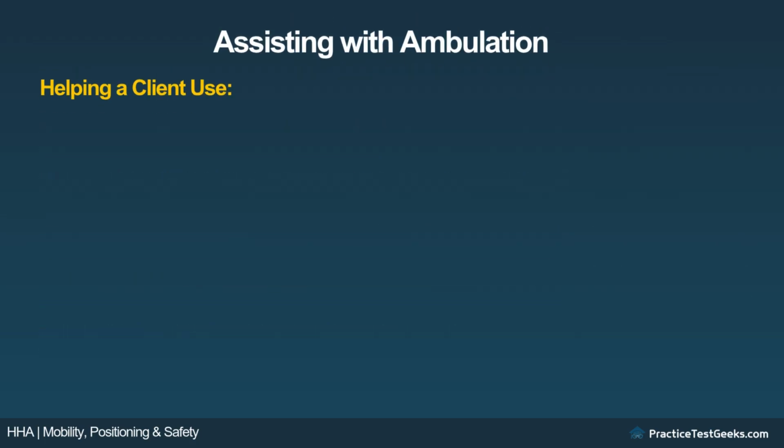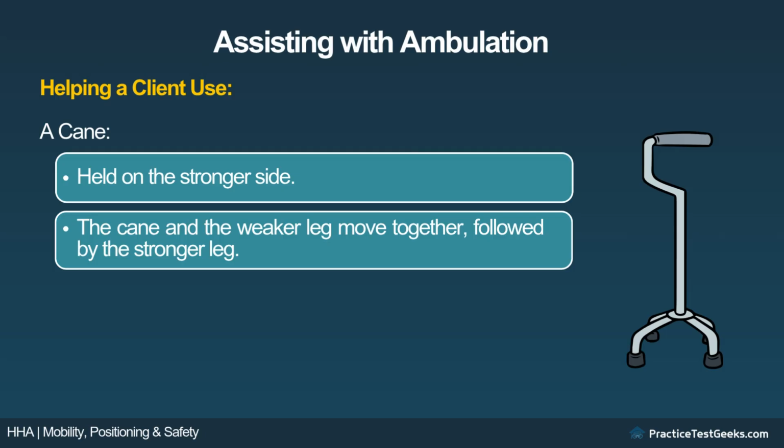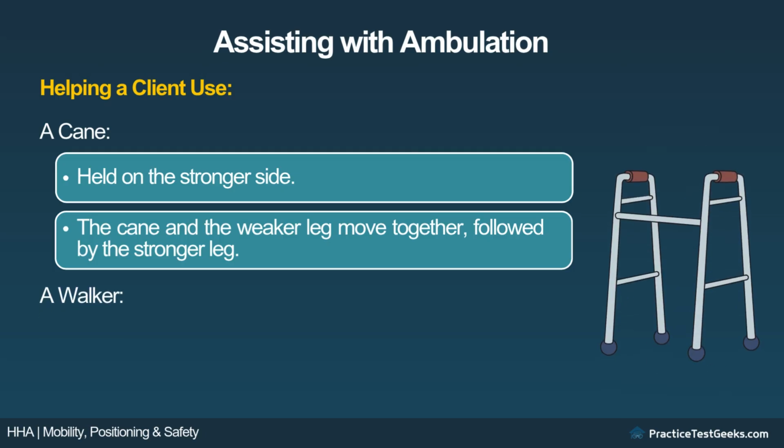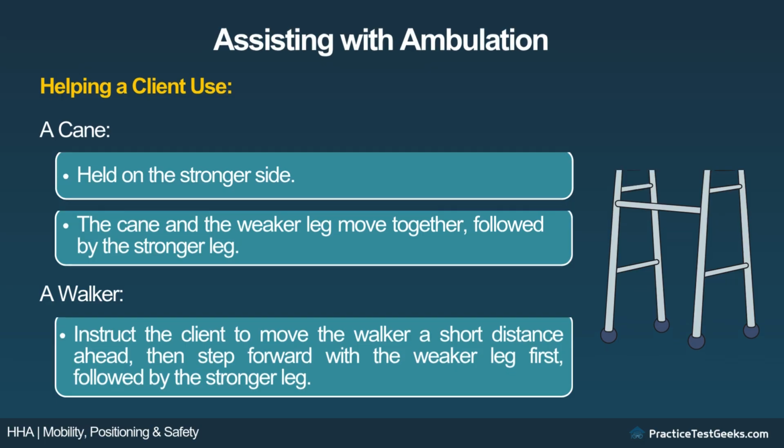Helping a client use a cane: held on the stronger side. The cane and the weaker leg move together, followed by the stronger leg. A walker: instruct the client to move the walker a short distance ahead, then step forward with the weaker leg first, followed by the stronger leg.